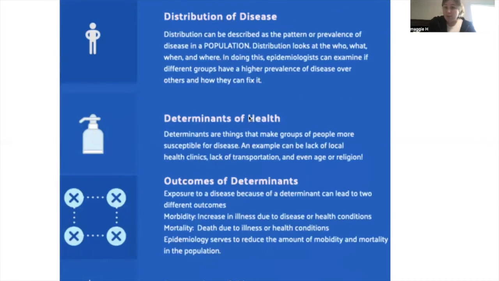Sometimes people may be more prone to getting a disease because of determinants of health. And determinants of health are things that make people more susceptible to a disease. So this could be, again, if I'm using the example of living in rural Nebraska, not having access to a local health clinic nearby. You're probably going to get more intense symptoms and longer duration of diseases because you don't have a way to access a health clinic and get the help you need. And this could be due to lack of transportation, again, or health clinics, or maybe your age, things like that.